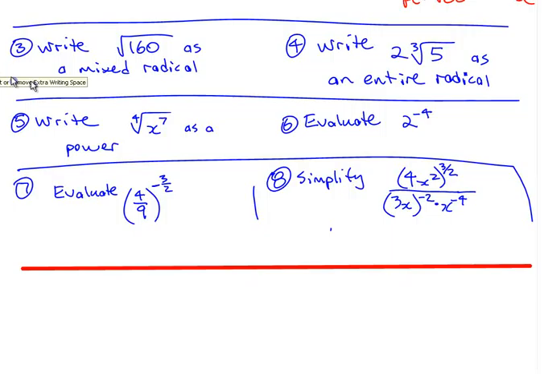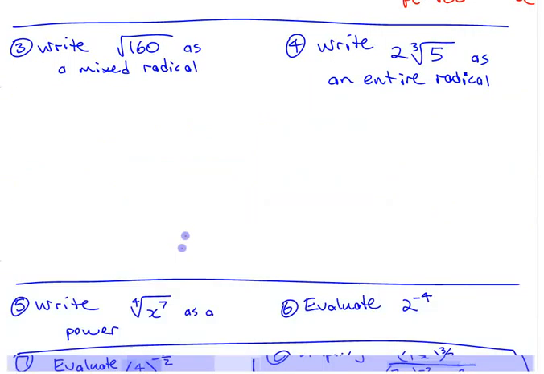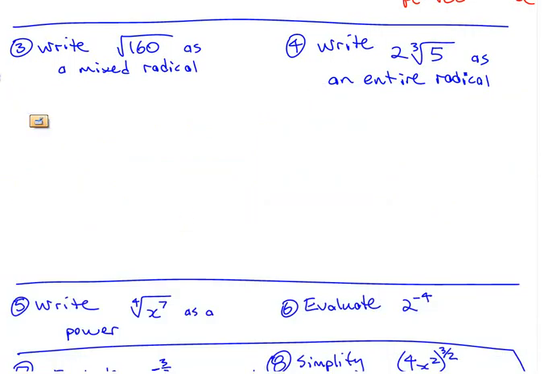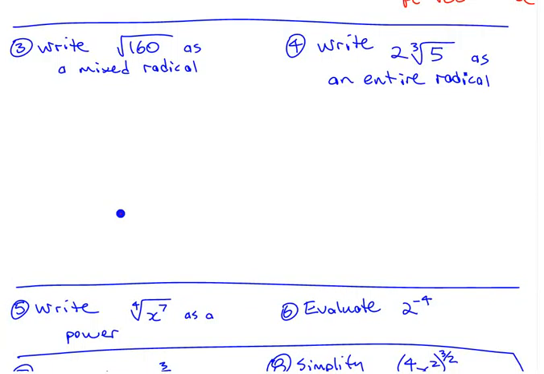Number 3 and 4 on here. Number 3 and 4, this is changing from mixed to entire radicals and back and forth like that. This thing, root of 160, if you're trying to make that into a mixed radical, again, there's the 2 different approaches. I think probably for some of you, you're having more success doing, don't break it down all the way, just break it down. Look for perfect square factors.